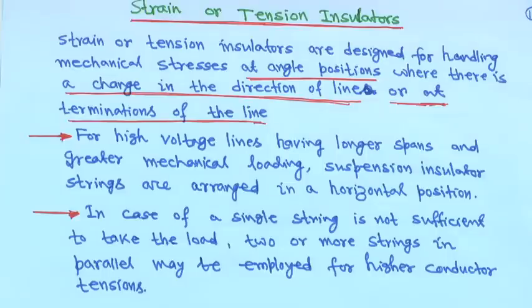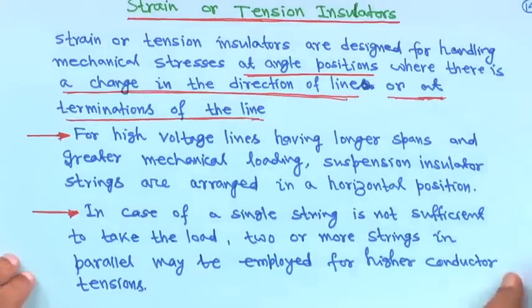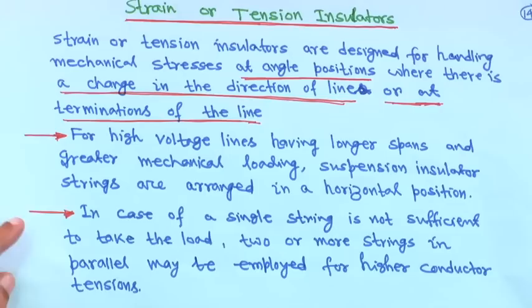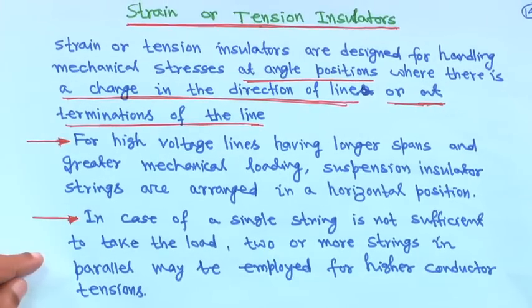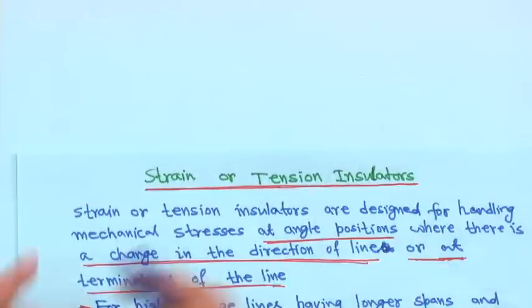Okay. So, next is the strain or tension insulators. Strain or tension insulators are designed for handling mechanical stresses at angle positions, where there is a change in the direction of the line or at the termination of the line. You might have seen it; I am roughly sketching, it is something like this.